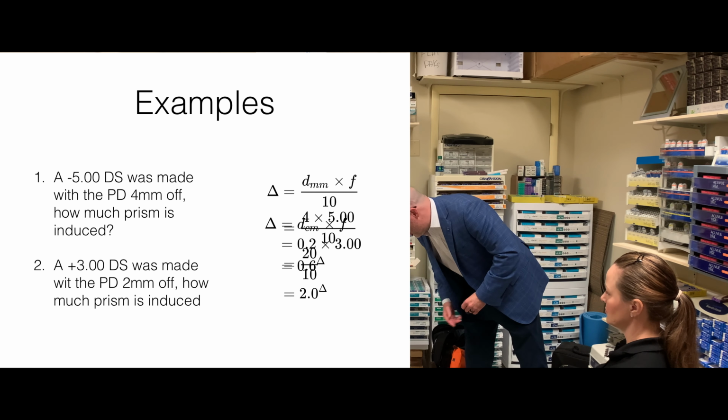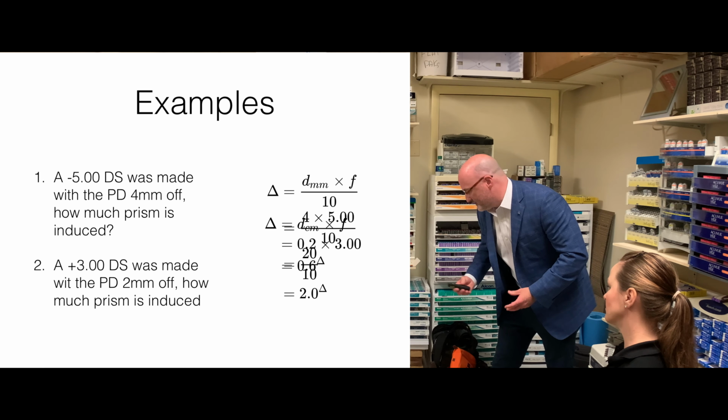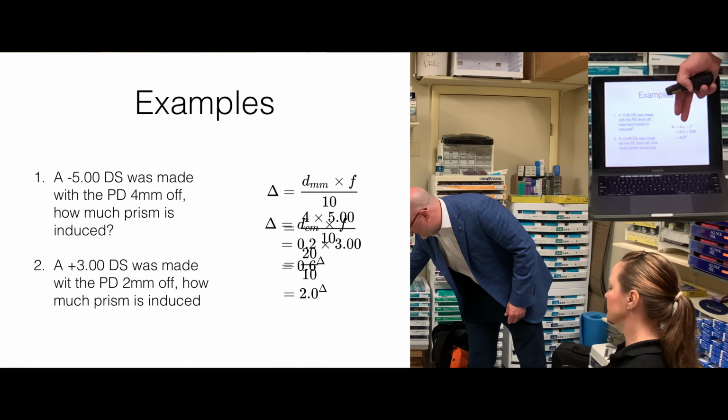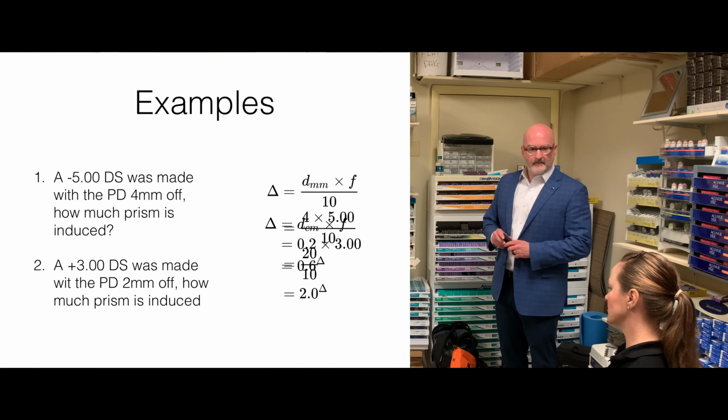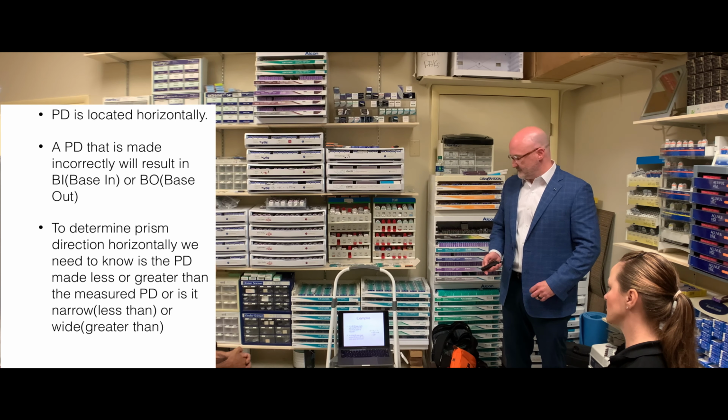So a +3 dioptric sphere was made with a PD of 2 millimeters off. How much prism is induced? So now we can do it the other way. So we can say it's made 2 millimeters off, or 0.2 centimeters. 0.2 times 3 gives us 0.6. So 0.6 diopters. Make sense? Good so far? Rock and roll?